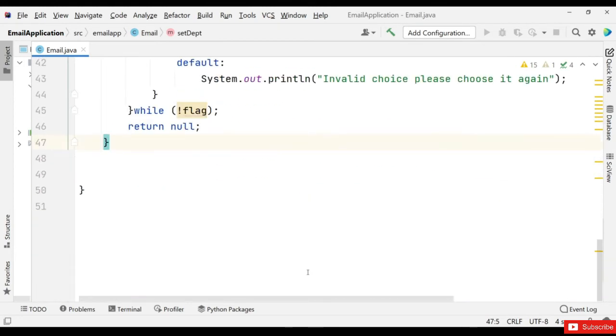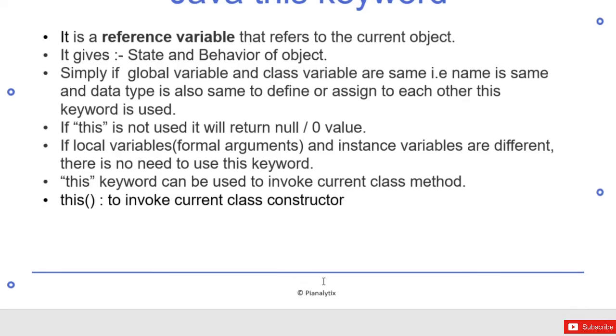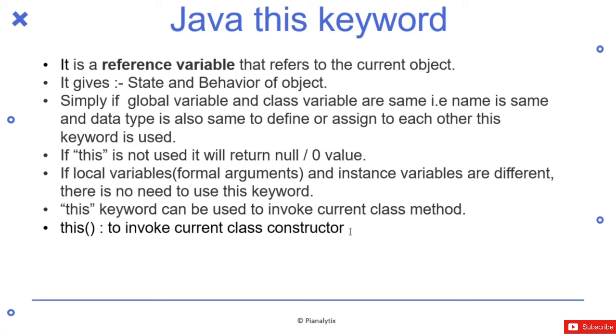Let me show you what the significance of this is. This is the reference variable that returns the current object. It gives the states and behavior of the object. Simply, if the global variable and class variable are the same, you want to invoke it the same, it will assign it, and we just did it. The global variable is different and the class variable is also same. For that purpose, we just use this word.